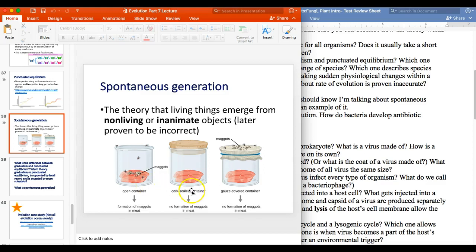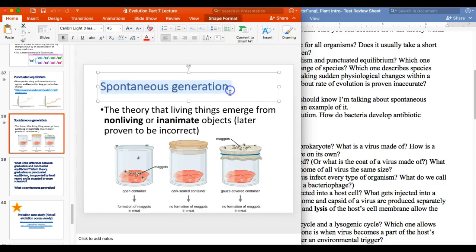However, we now know that this is untrue because the maggots actually came from flies laying their eggs. And this experiment over here shows you why that's the case, because if you were to seal the container, then you don't get maggots. And if you were to use gauze covering the container, then maggots grow on top of it because the flies lay eggs on the gauze. So this is what spontaneous generation is about, and you need to know that spontaneous generation is a theory that people had previously and is proven wrong.